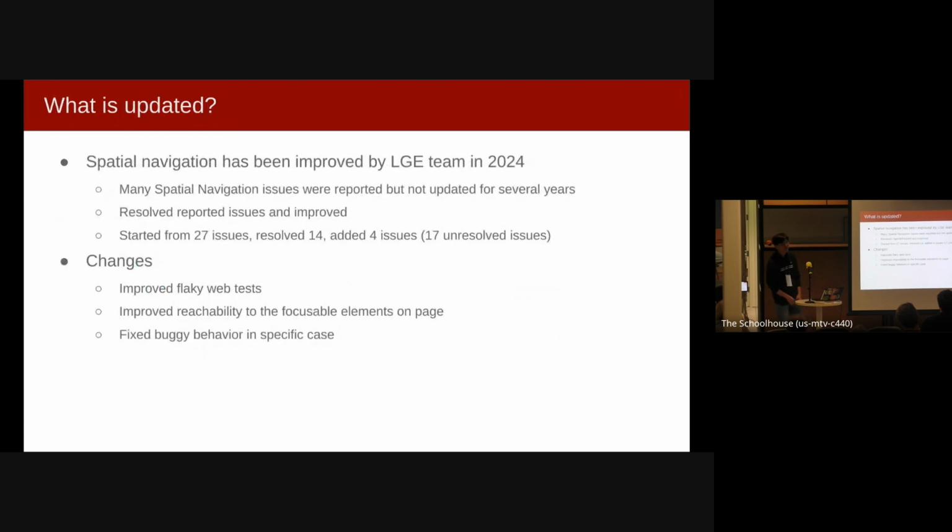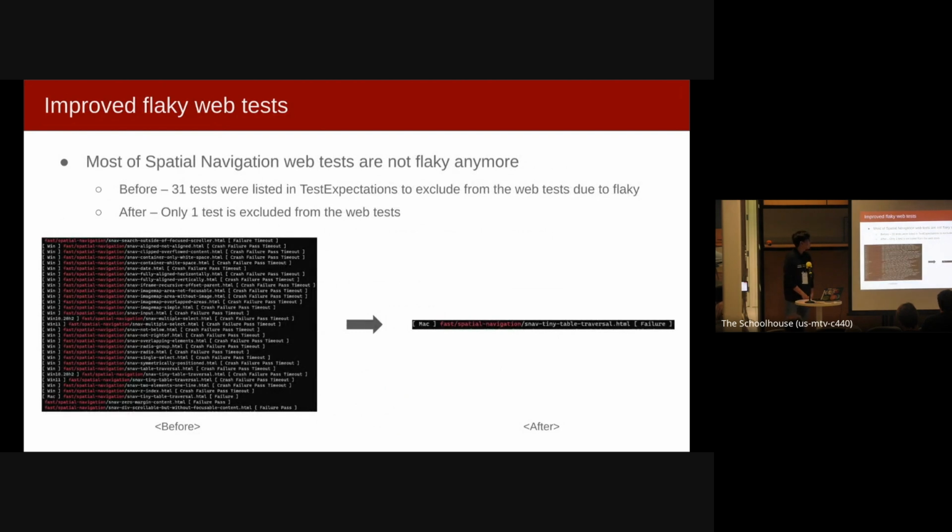Many spatial navigation issues were reported, but not updated for several years. So the LG team improved this in this year, started from 27 issues and resolved 14 issues. There are 3 major changes. First, we improved flaky web tests. Previously, 31 tests were flaky and excluded from web tests. Now most tests are improved and only 1 test is excluded from web tests.